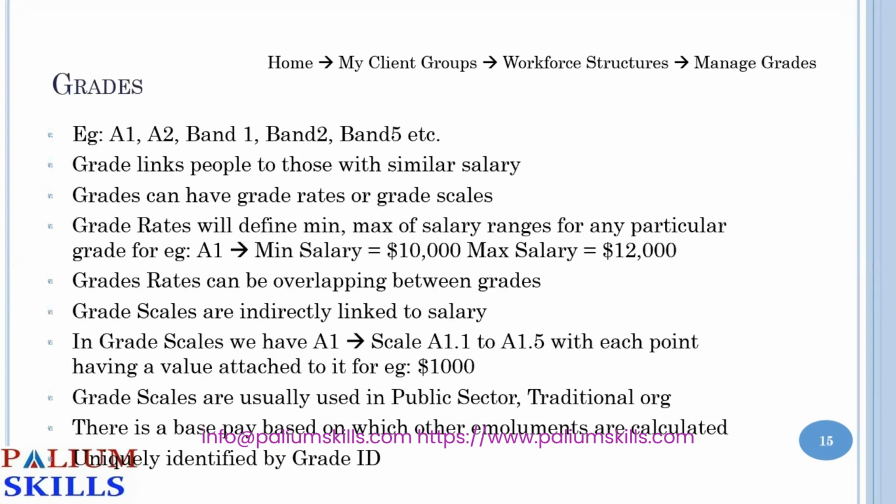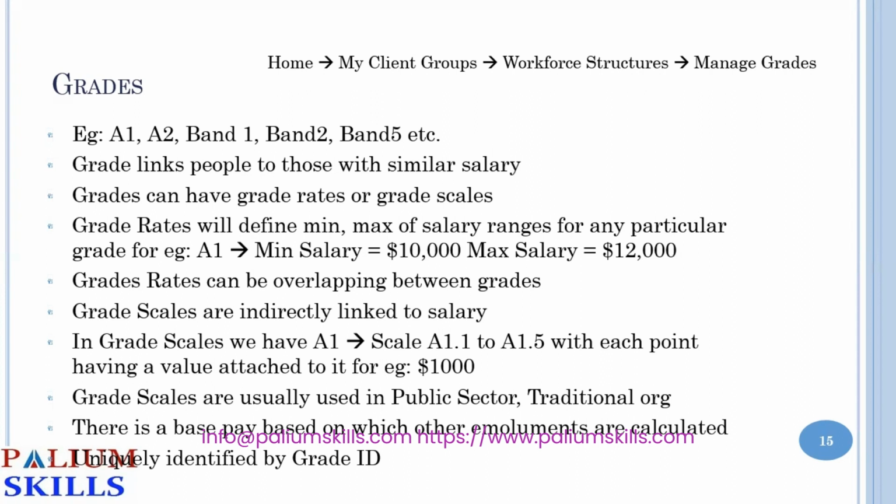Grades. Grade is the link with the salary. So people with similar salary are put on the same grade. Examples are A1, A2, Band 1, Band 2, Band 3, and so on. Grades can have grade rates or grade scales. Grade rates will define minimum, maximum of salary ranges for any particular grade.